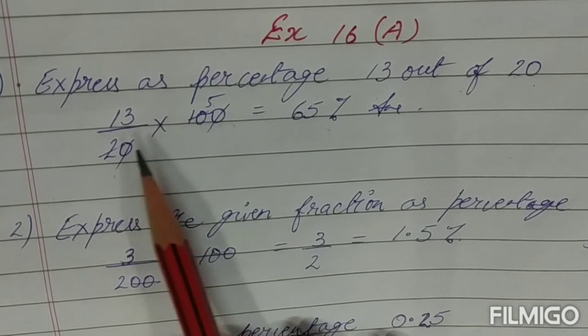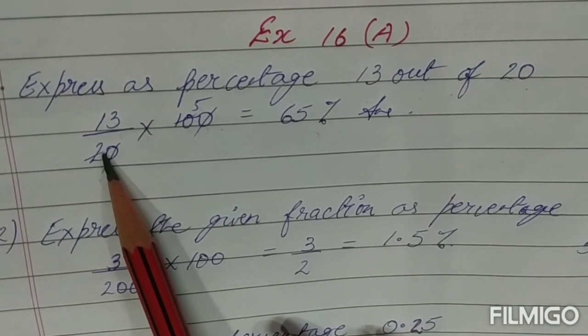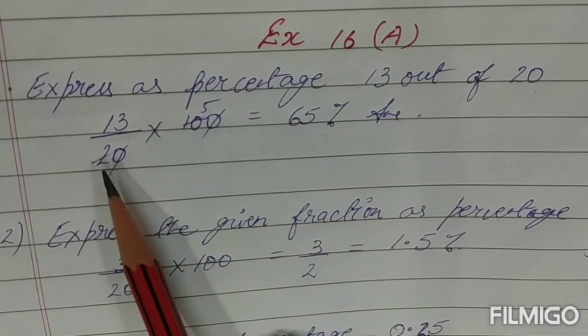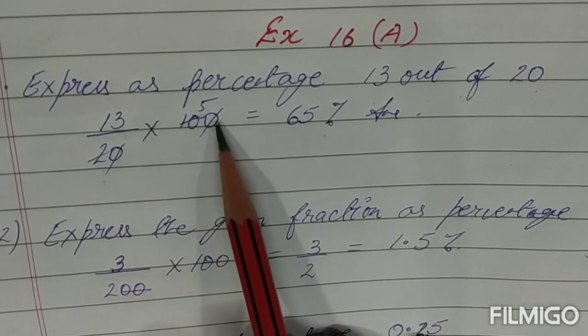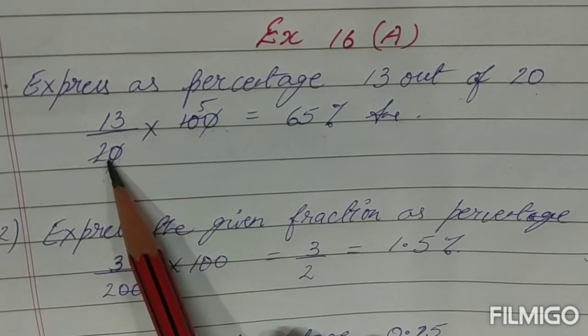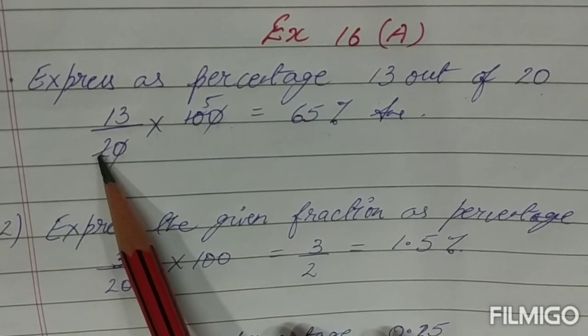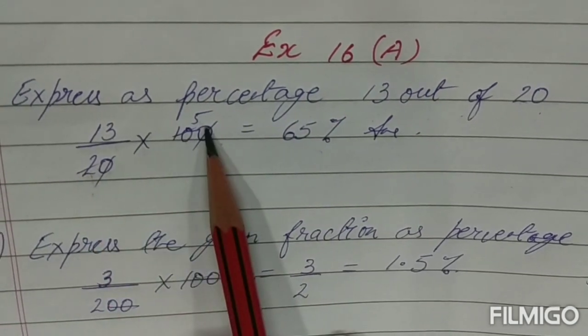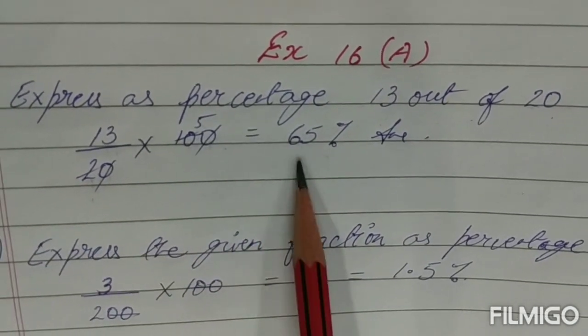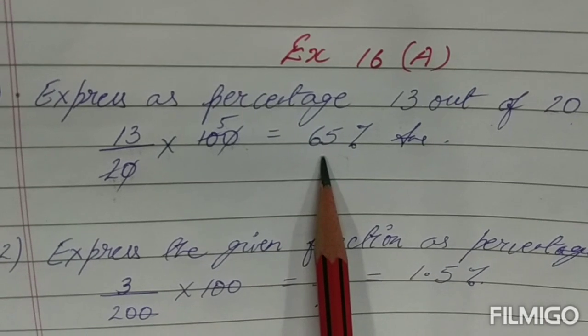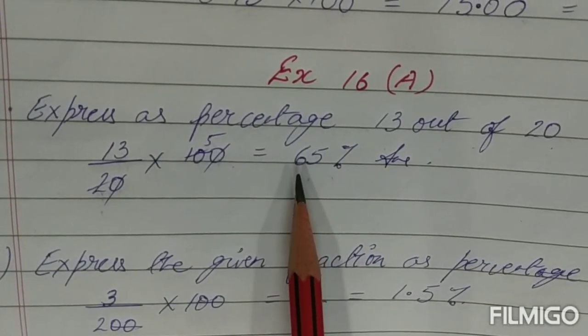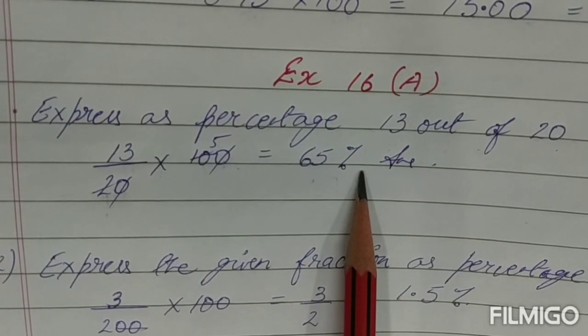Now in maths, children, there is a rule that we can reduce the numerator and the denominator. So I can cut 10 from both the places. I will have 10 over here and 2 over here, and then I can reduce 2 and 10. 2 5s are 10. 13 into 5 will give me 65. So 13 out of 20 in percentage means 65%.